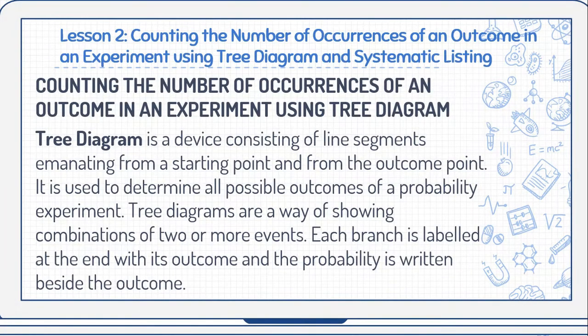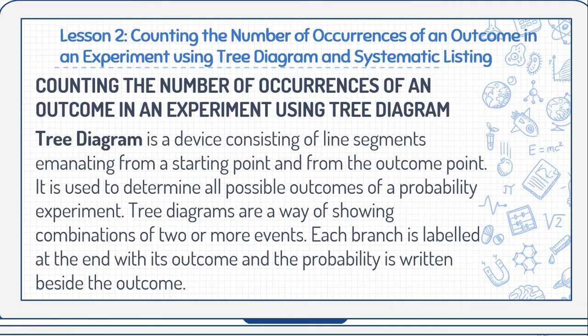Okay, let's continue. We have here lesson number 2, counting the number of occurrence of an outcome in an experiment using the tree diagram and systematic listing. So, this time, tree diagram at saka systematic listing. Ano po yung tree diagram? Tree diagram is a device consisting of line segments emanating from a starting point and from the outcome point. It is used to determine all possible outcomes of a probability experiment. Tree diagrams are a way of showing combination of two or more events. Each branch is labeled at the end with its outcome and the probability is written beside the outcome.